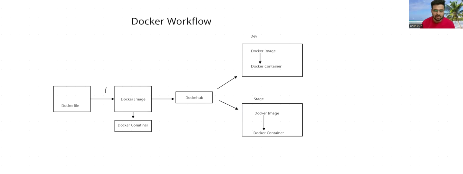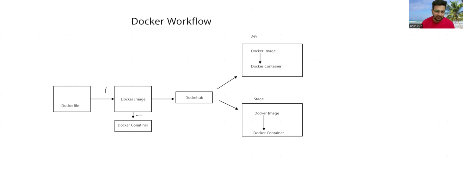A Docker image is nothing but an executable file. From this Docker image, the developer is going to run the command docker run, and it will start running the Docker container. A Docker container is nothing but a running instance of the Docker image.